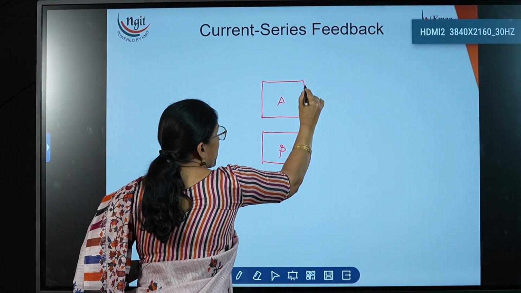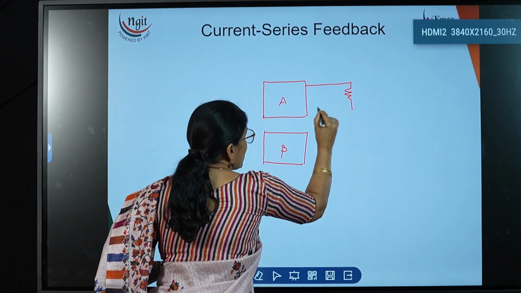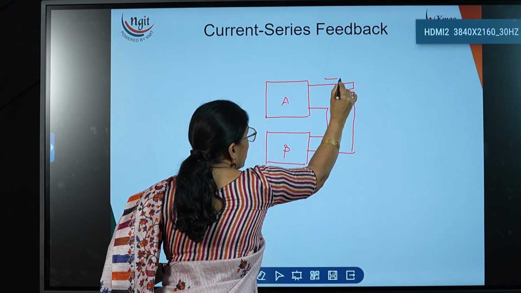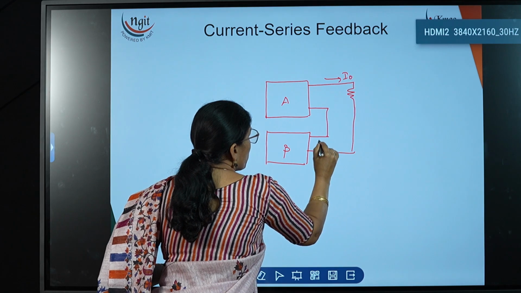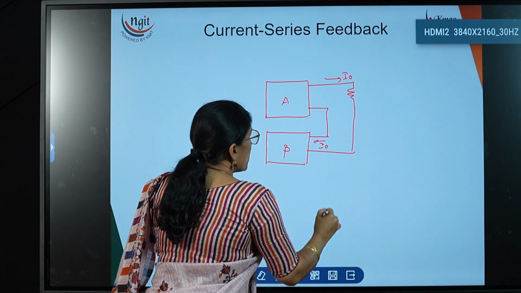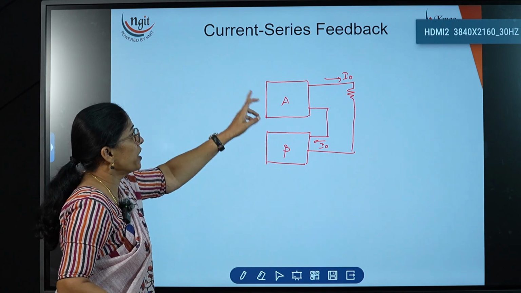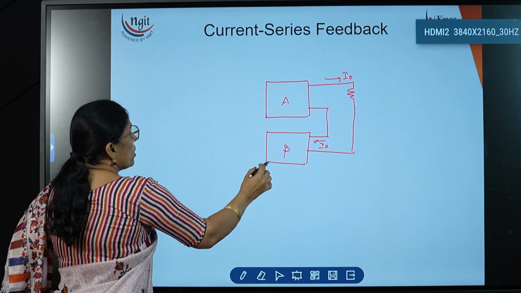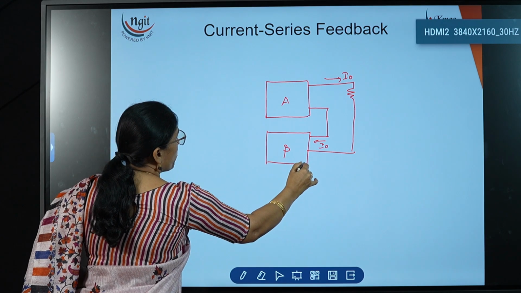So output is current means what? I have to take this series connection. Whatever current is flowing over here, the same current is flowing here. So the same current is coming. So our current is taken as a sample signal, now applied to the feedback network.